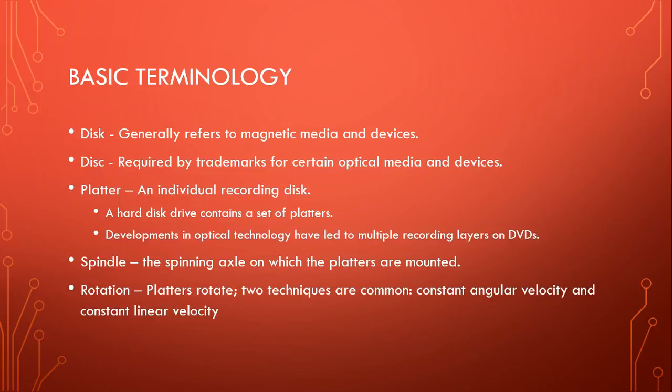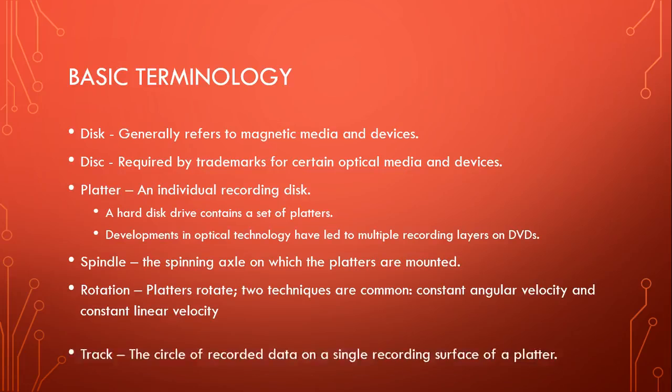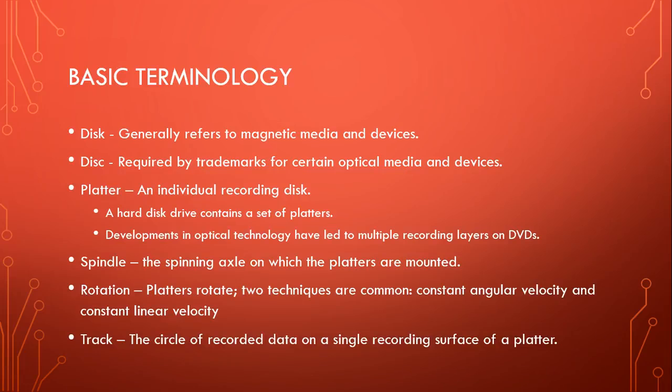Rotation, that's where the platters rotate. The two techniques that we already talked about that are common, constant angular velocity and constant linear velocity. We have the track, which is the circle of recorded data on a single recording surface of the platter. If you ever have burned a CD or DVD on your own, you flip it over and you can see the difference there between where the information was and where the information is not. You can see there's a distinct area. That is the track. That's the recorded data that's on your disk.